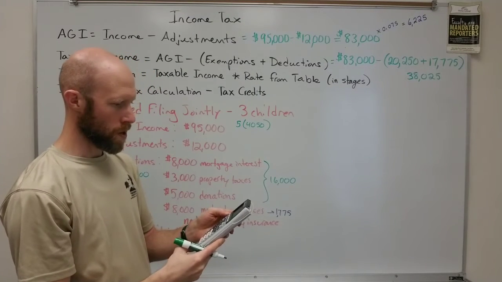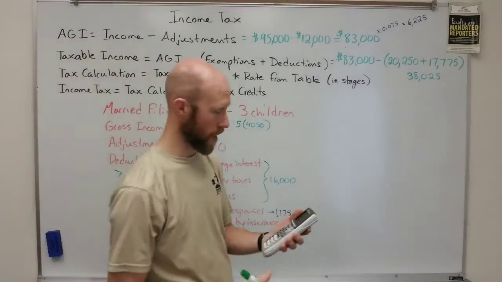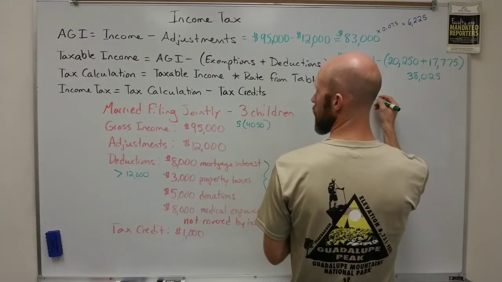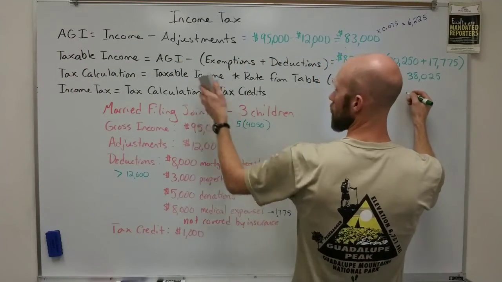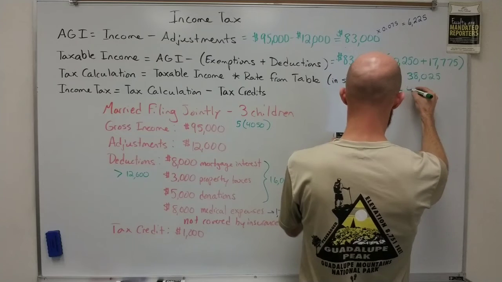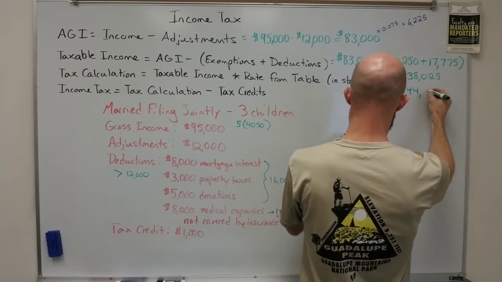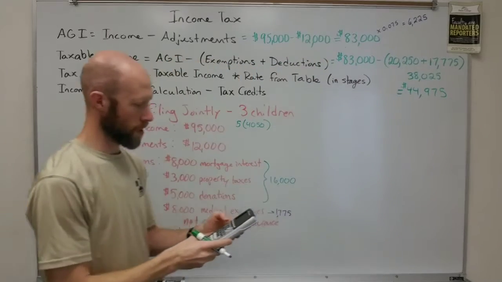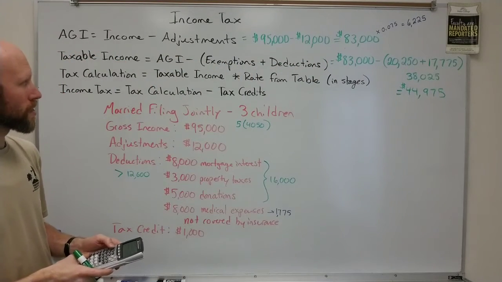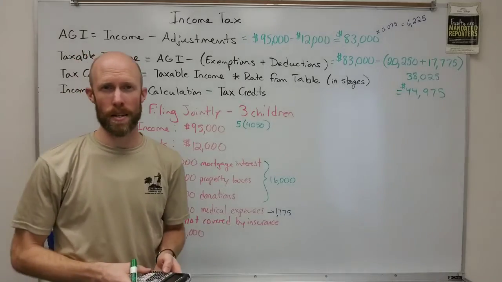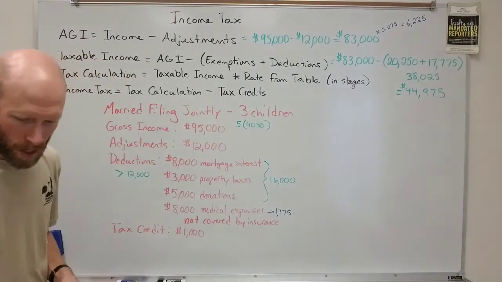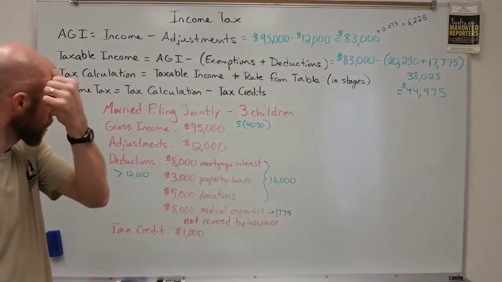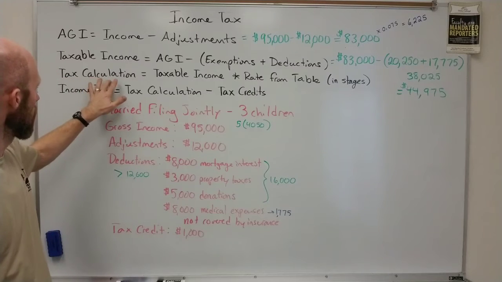That gives me 44,975. So my taxable income is $44,975. Okay, so that should be the AGI minus the exemptions and deductions. All right, so that gets me pretty far down the line.